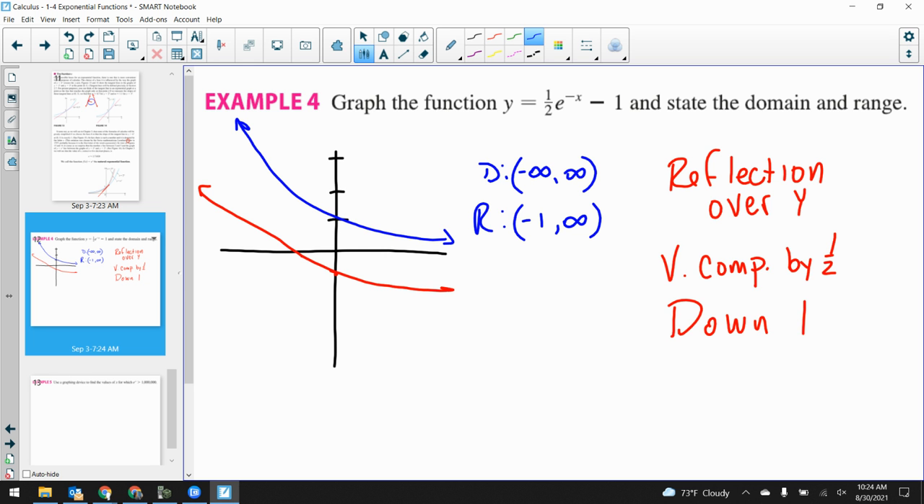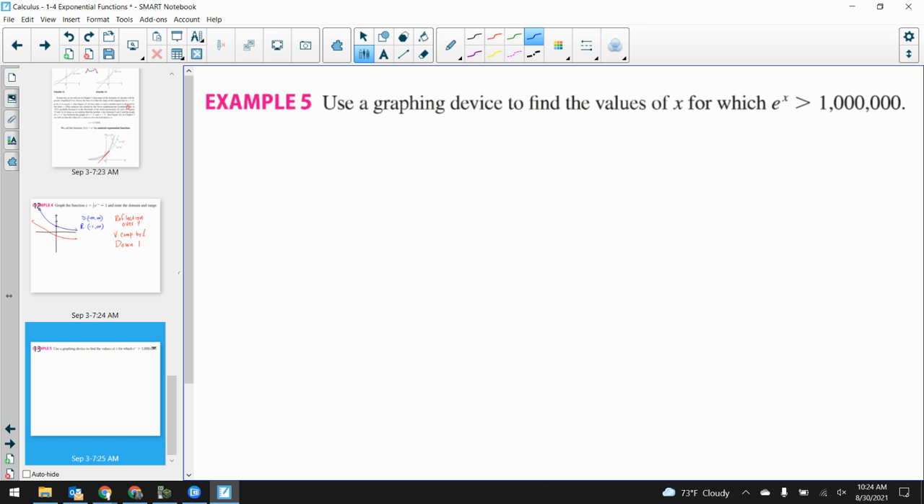Okay. All right. Let's take a look at this last problem that we have. Use a graphing device to find the values of x for which e to the x is greater than 1,000,000. All right. I want you to estimate it. Before we actually put it into our calculator, I want you to think about how big x has to be to make e to the x 1,000,000. I want you to write down a number.